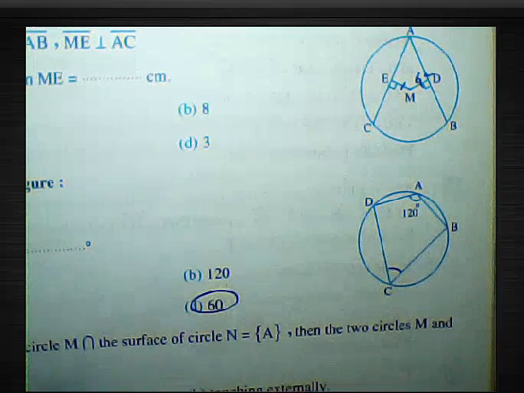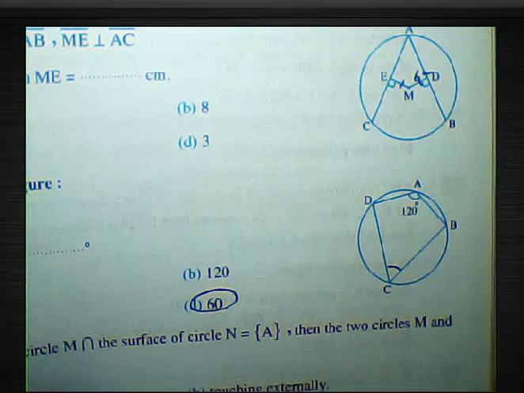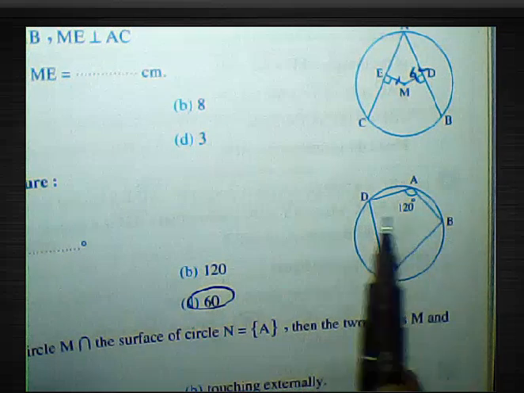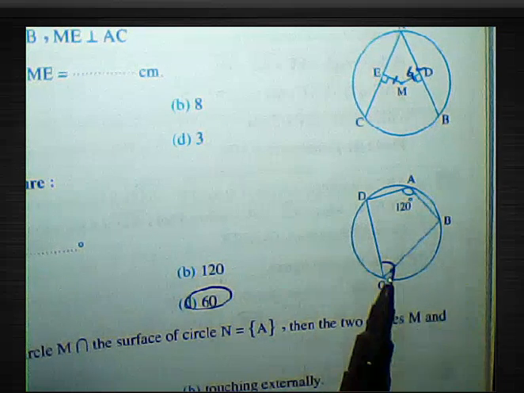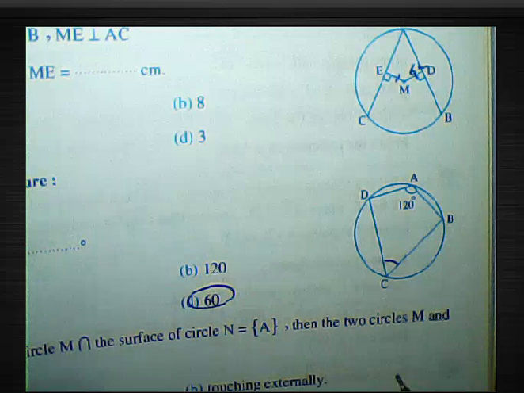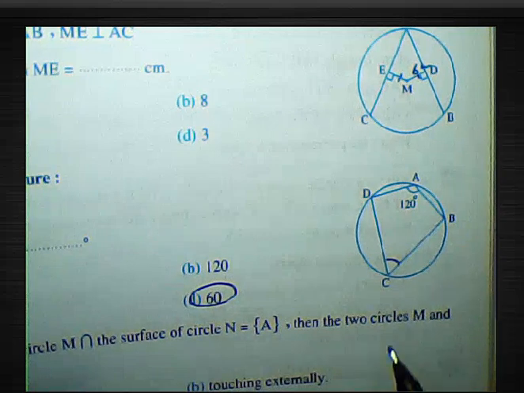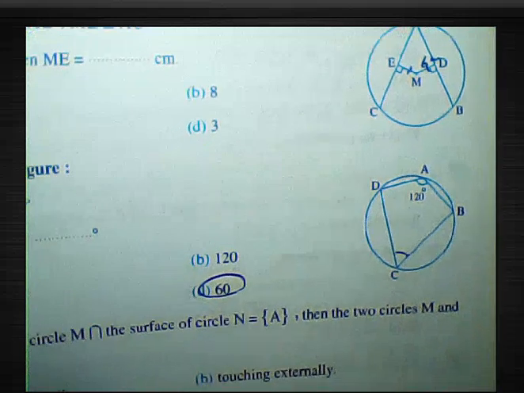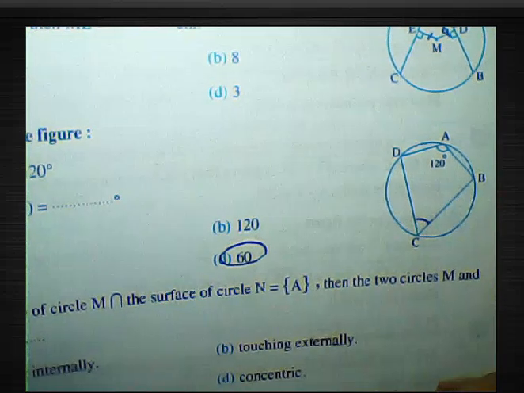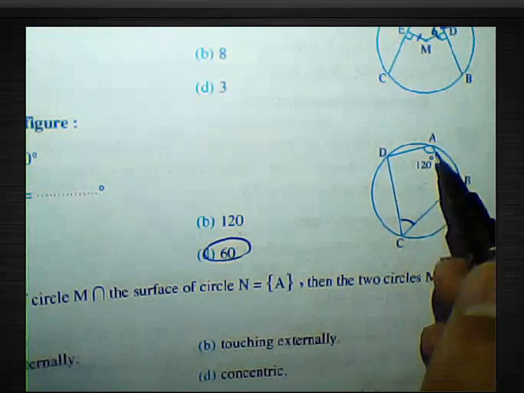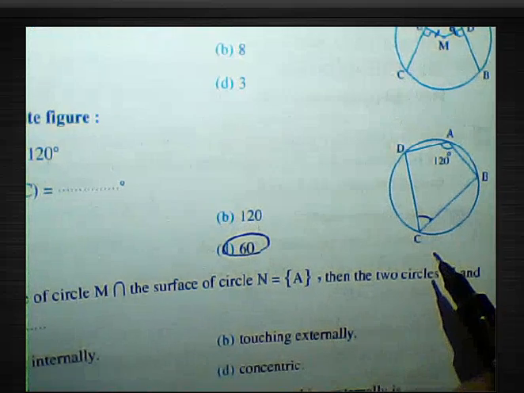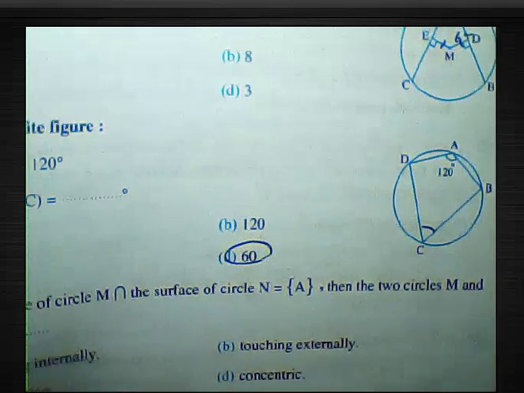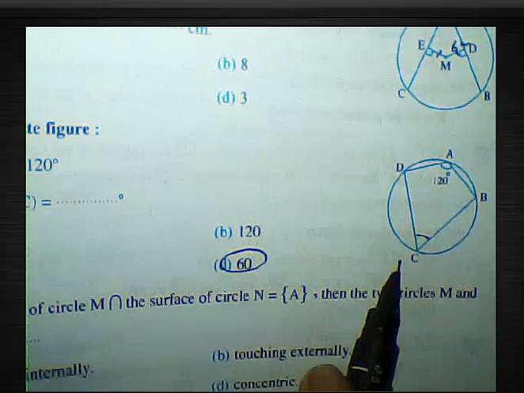Because ABCD is a cyclic quadrilateral. It is a cyclic quadrilateral because the vertices A, B, C and D lie on the circle. We call it a cyclic quadrilateral. The sum of the measures of two opposite angles equals 180 degrees. They are supplementary angles, their sum equals 180. 180 subtract 120 equals 60 degrees.